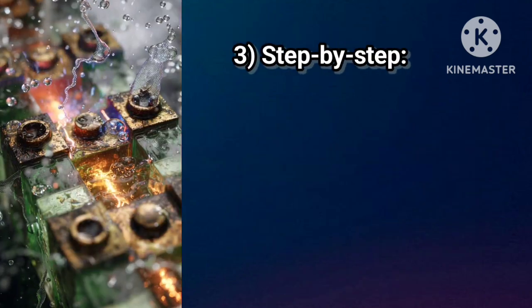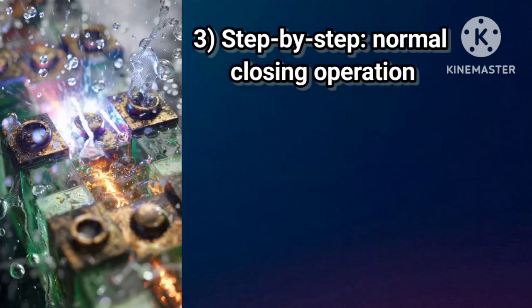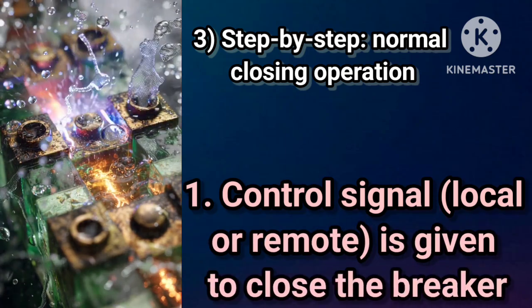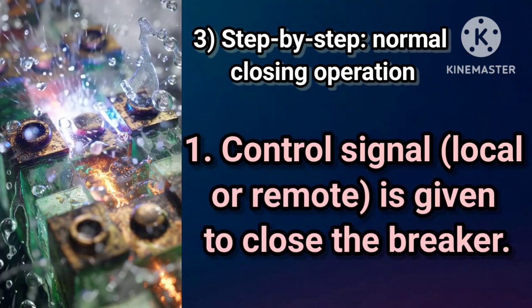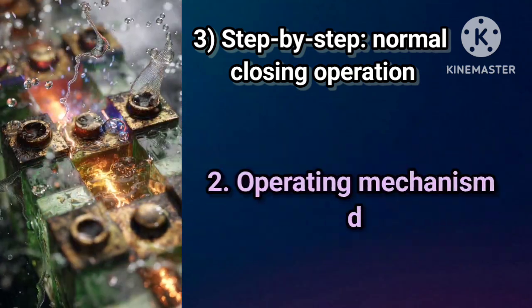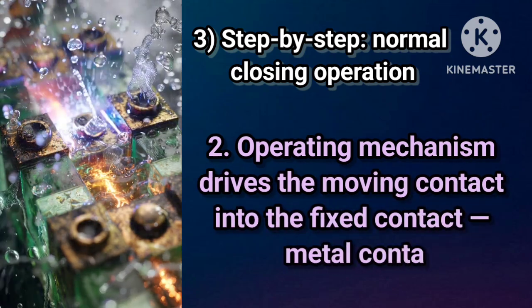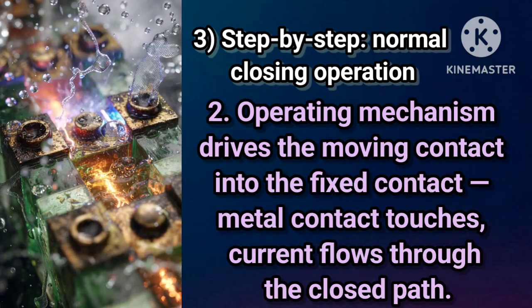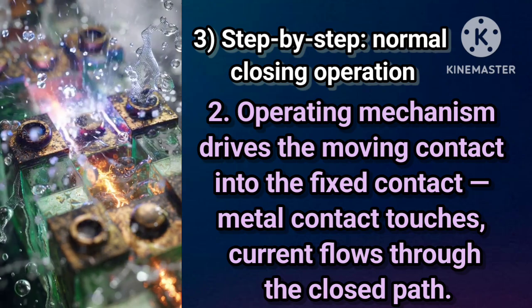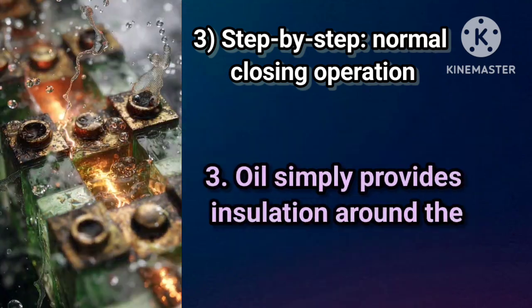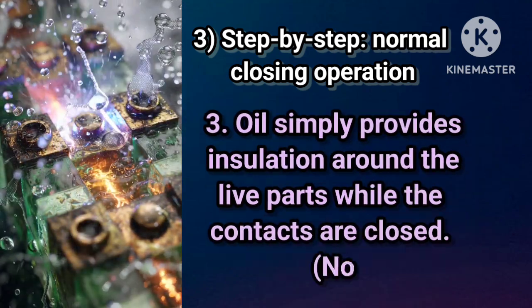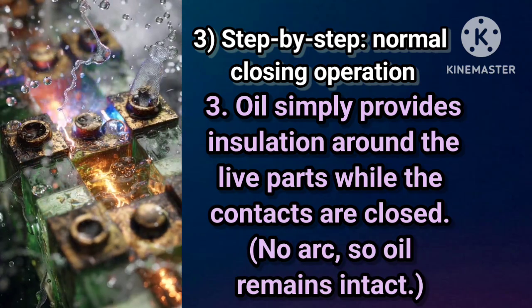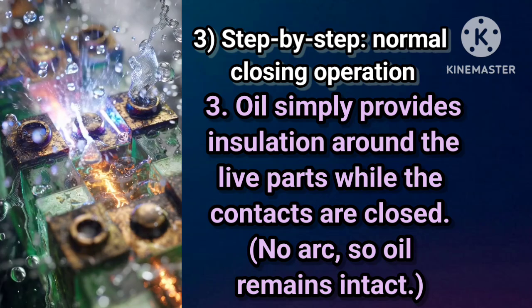3. Step-by-step, normal closing operation. 1. A control signal, local or remote, is given to close the breaker. 2. The operating mechanism drives the moving contact into the fixed contact, metal contact touches, and current flows through the closed path. 3. Oil simply provides insulation around the live parts while the contacts are closed. No arc, so the oil remains intact.